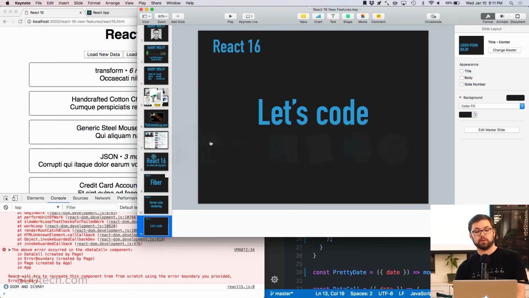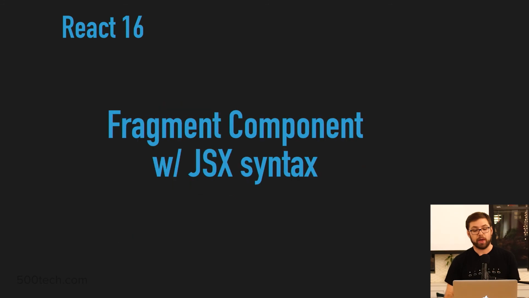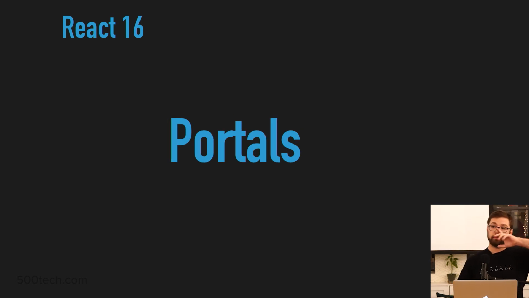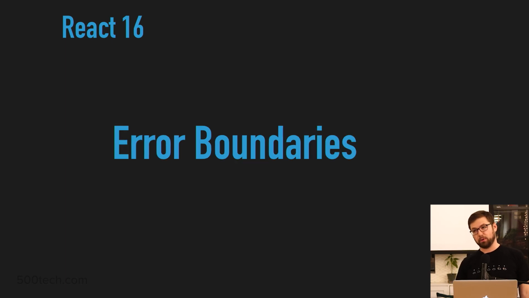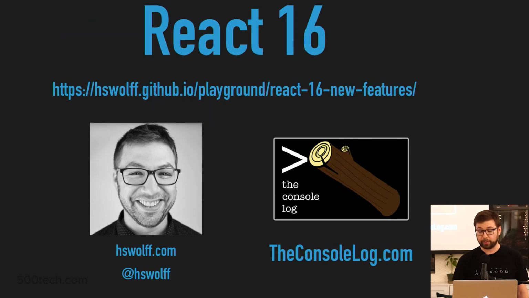Cool. So let's just recap what you just learned right now. In React 16, you have new render return types. You additionally have strings to return. You have fragments. You also have the fragment component with the optional JSX syntax. You have portals, which aren't as cool as the game, but they're pretty cool. And then you also have error boundaries, which might be cooler than the game. So cool. And then fiber. Can't forget fiber. You're not going to see that right now, but in the future, it's going to be very interesting to see what happens. And that's my talk, React 16.